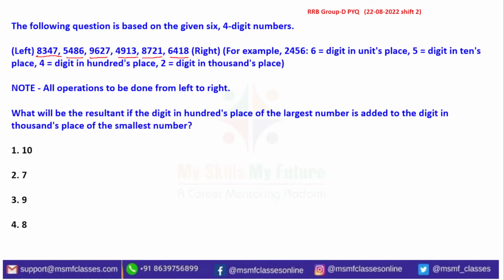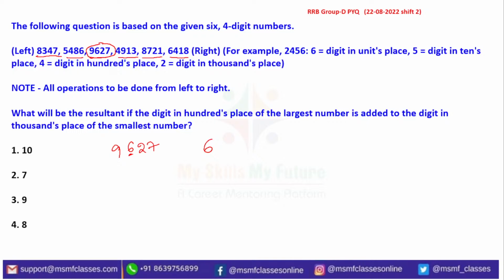For example, 2456: 6 is the digit in the units place, 5 in the tens place, 4 in the hundreds place, and 2 in the thousands place. So what will be the resultant if the digit in the hundreds place of the largest number is added to the digit in the thousands place of the smallest number? What is the largest number here? 9627 is the largest number, and six is the hundreds place of the largest number.